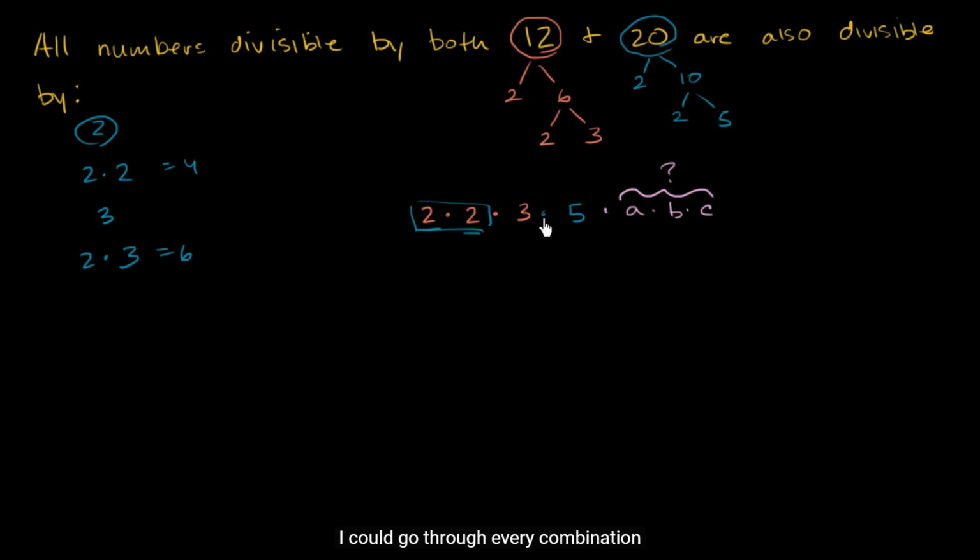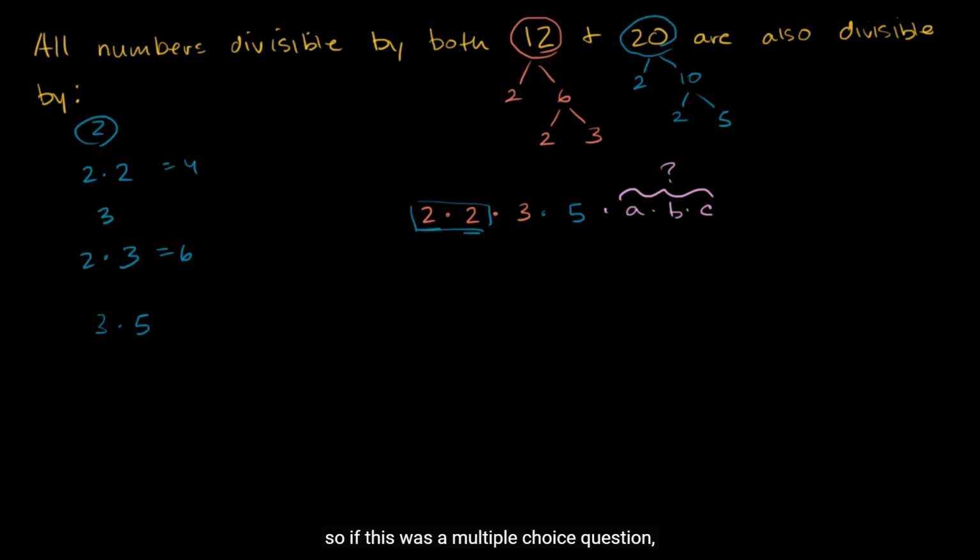I could go through every combination of these numbers right here. We know that 3 times 5 is divisible into it. We know that 2 times 3 times 5 is divisible into it. So in general, you can look at these prime factors, and any combination of these prime factors is divisible into any number that's divisible by both 12 and 20.